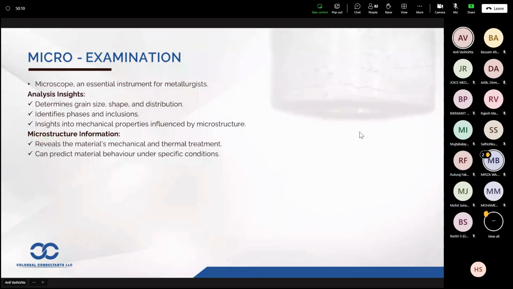The microscope is the most important equipment for metallurgists because it helps us to analyze the microstructure of a component. Different phases and inclusions are identified, and heat treatment conditions can be established by seeing the microstructure, and we can predict the material behavior under specific conditions.